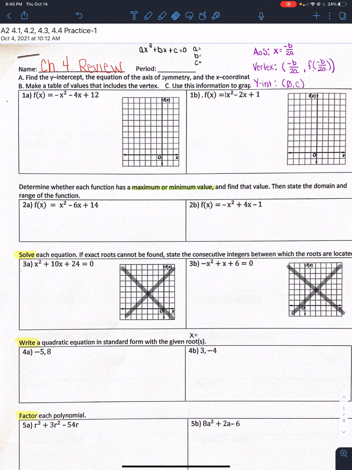Right, let's go ahead and get started with this chapter 4 review. Now I am going to be jumping around on this page, so make sure that you're just following along, taking notes off of the ones that I do complete.